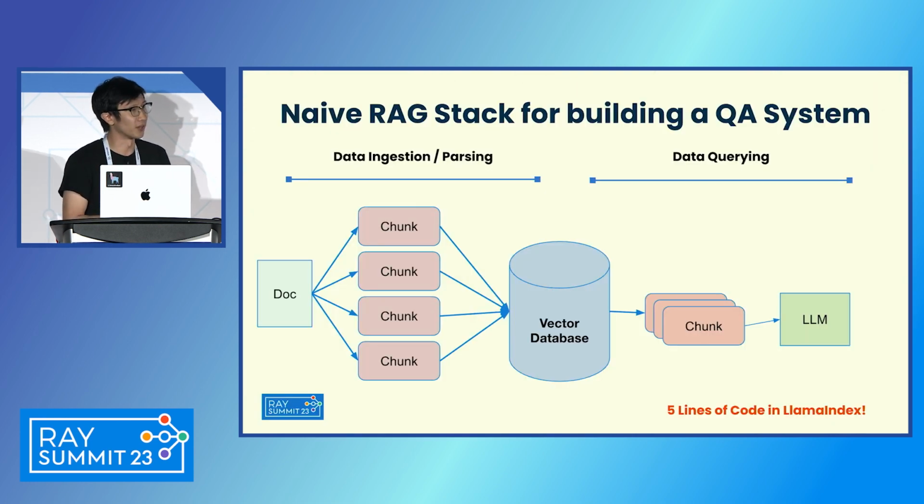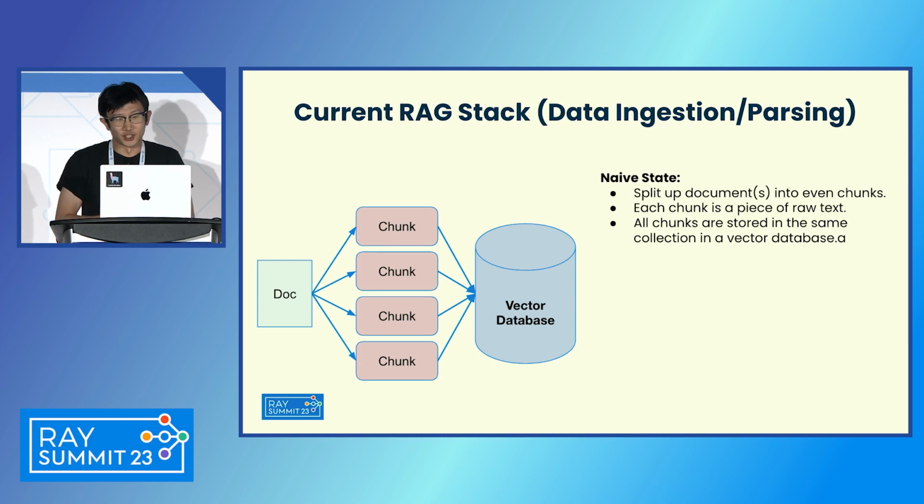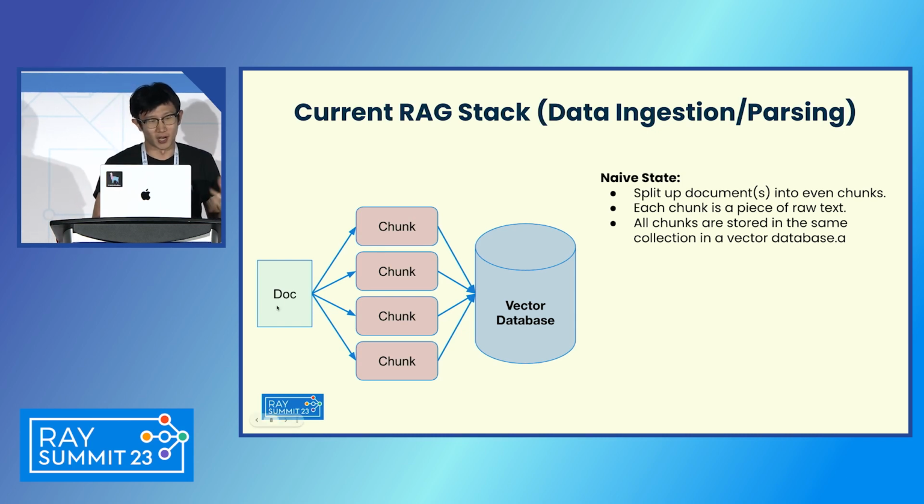We'll talk about what I call the naive RAG stack for building a QA system. As I mentioned, it's about 5 lines of code. It's 2 main components: data ingestion and parsing, and then also data querying. Data ingestion means that you load in some documents, right?